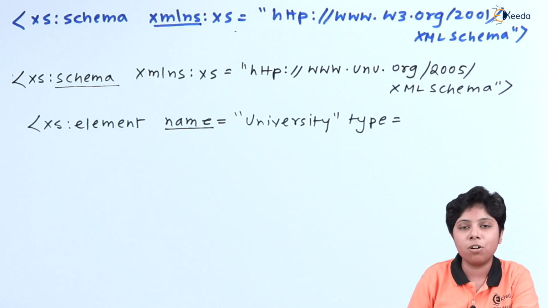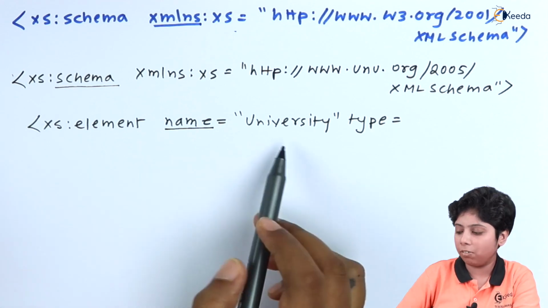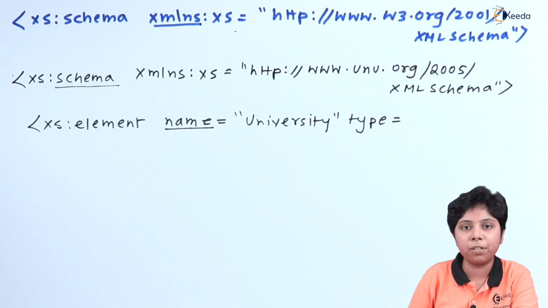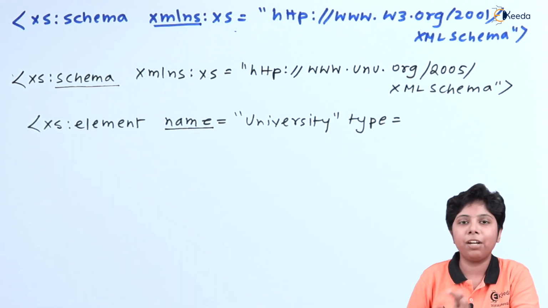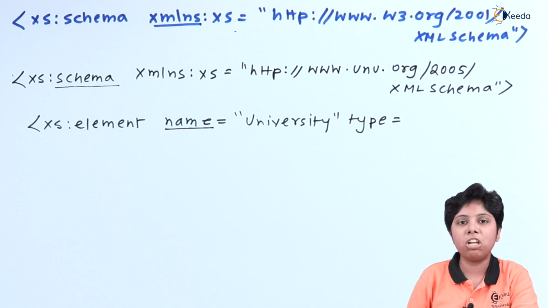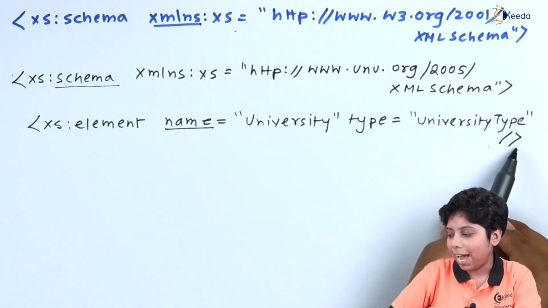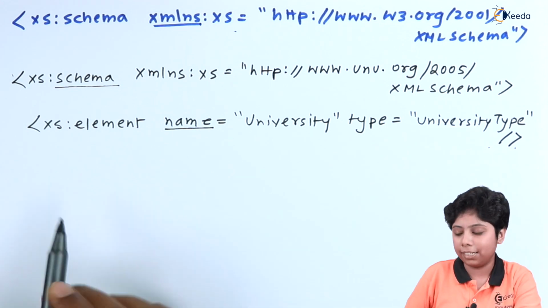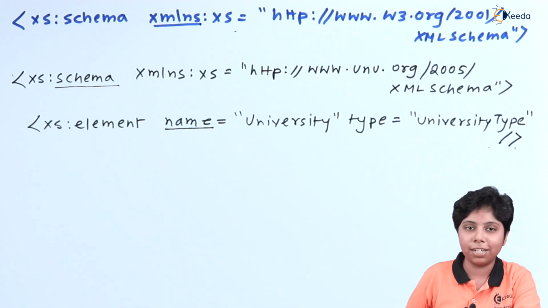Now the type can also be a user-defined type or a built-in type. Here I will use the user-defined type because university does not get any particular built-in data type. It will get a complex structure of all the classes and relations, attributes and all. So I will use a user-defined type, university type. Now the slash and ending sign define that this statement has been finished in XML.